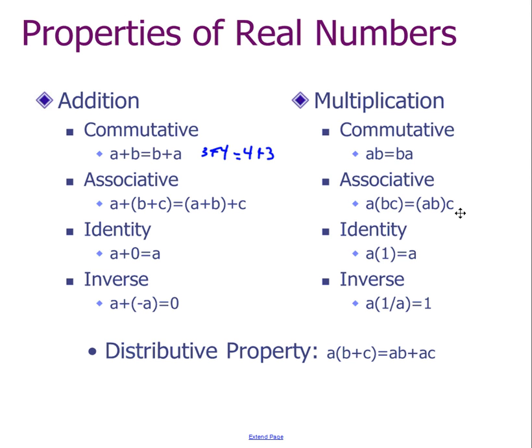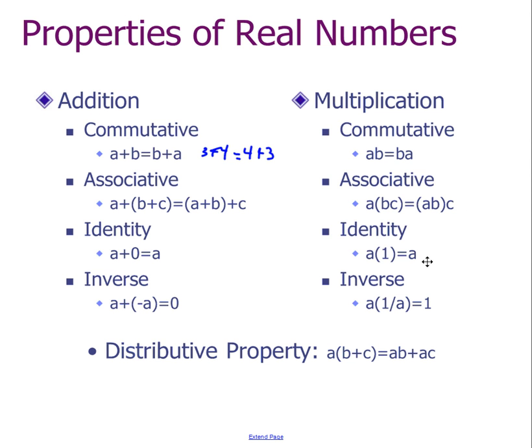A times the quantity b times c is the same as taking a times b times the quantity c. We don't have to distribute. That's a different property. The identity property for multiplication is different this time. We don't multiply by 0 and get a, we multiply by 1. So the multiplicative identity is the number 1. Any number times 1 is itself.